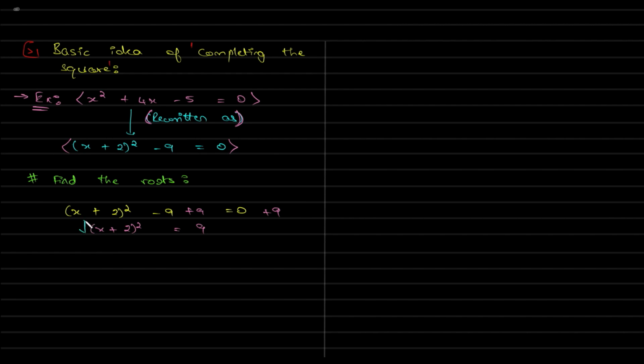Now, we'll take the square root. So when I take the square root, you have to be aware that this is nothing but plus or minus square root of 9. So why is that? I'll explain. Square and square root will get cancelled on the left hand side. So we have x plus 2 is equal to plus or minus 3. Okay. Why is this plus or minus 3? We'll make a note of that.